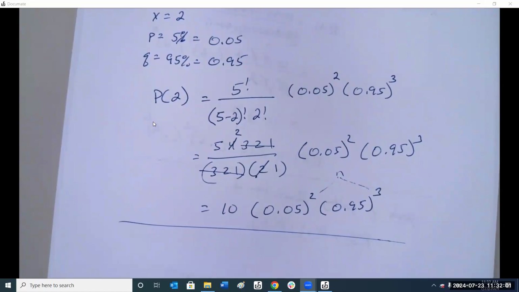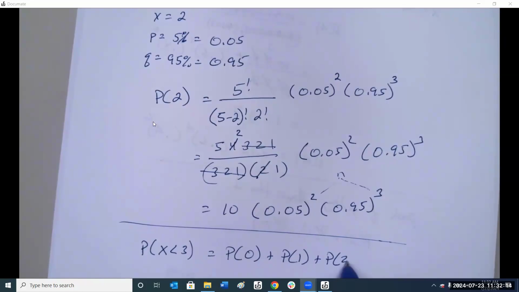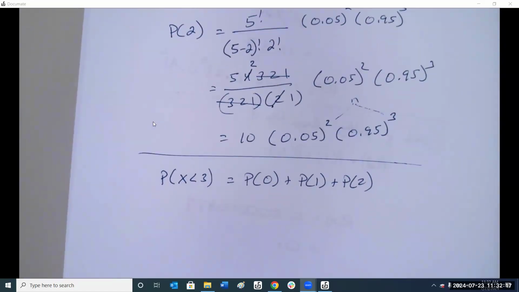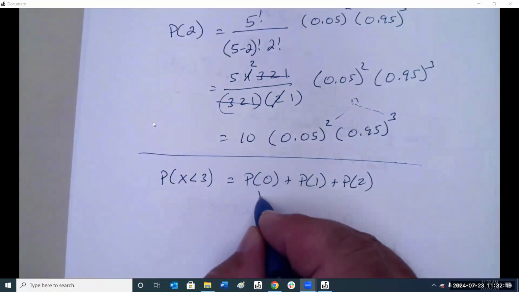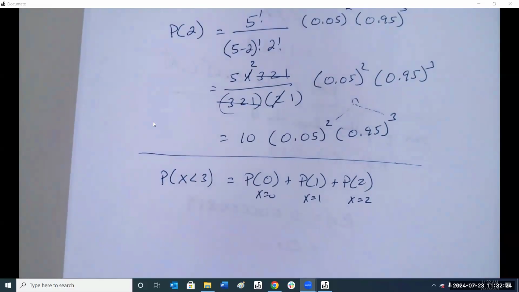The next one says fewer than 3 vegetarians. So x is less than 3. If x is less than 3, then it's going to be 0, 1, and 2. So these are my x's that I have to redo all these calculations over with.